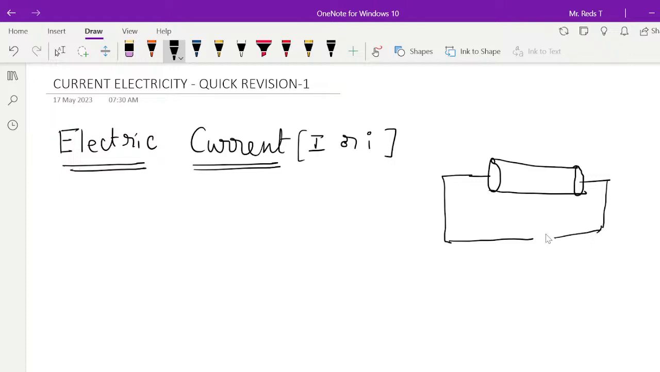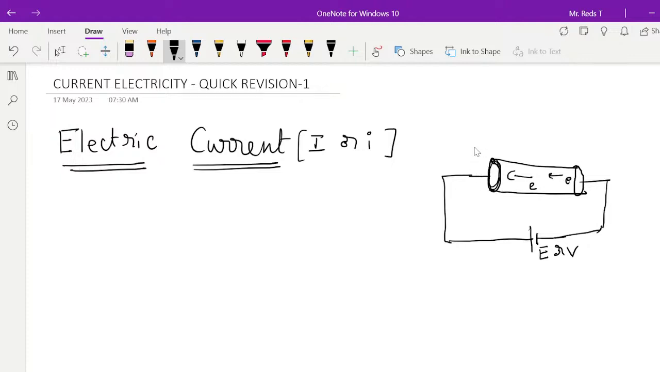But when it is connected to an external source of EMF called a battery of EMF E or V volts, it is observed that this establishes an electric field at the ends, and a force which drives the electrons to move in this direction. Each electron is said to be carrying a charge of e. So the charge Q which crosses this area normally per unit time is called electric current.